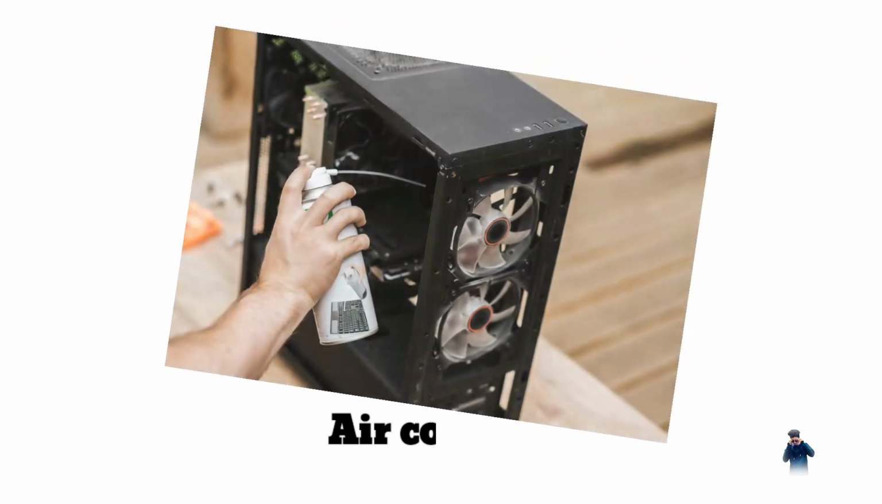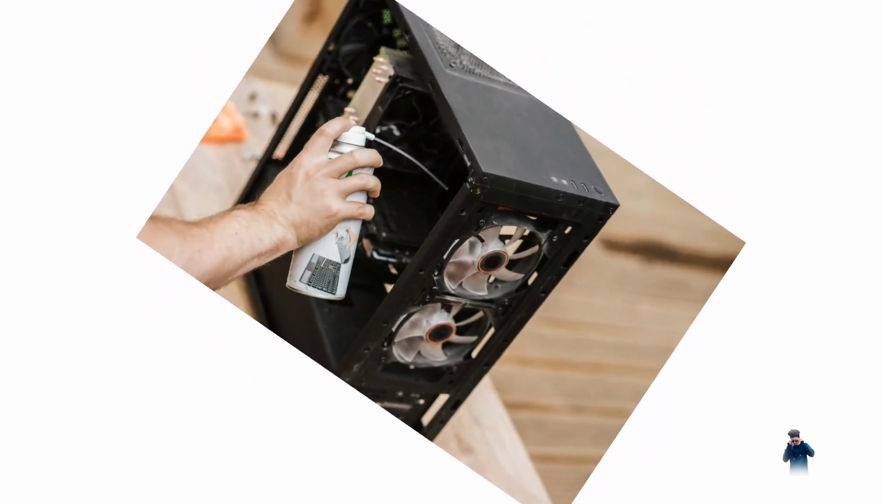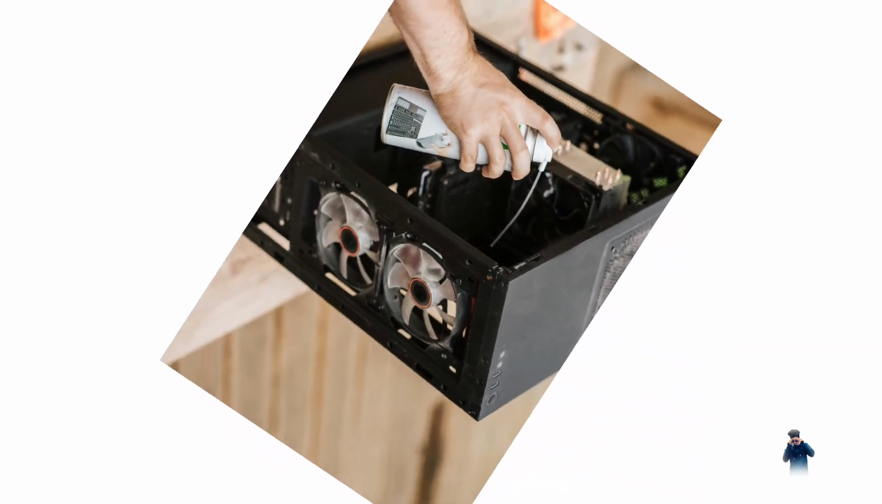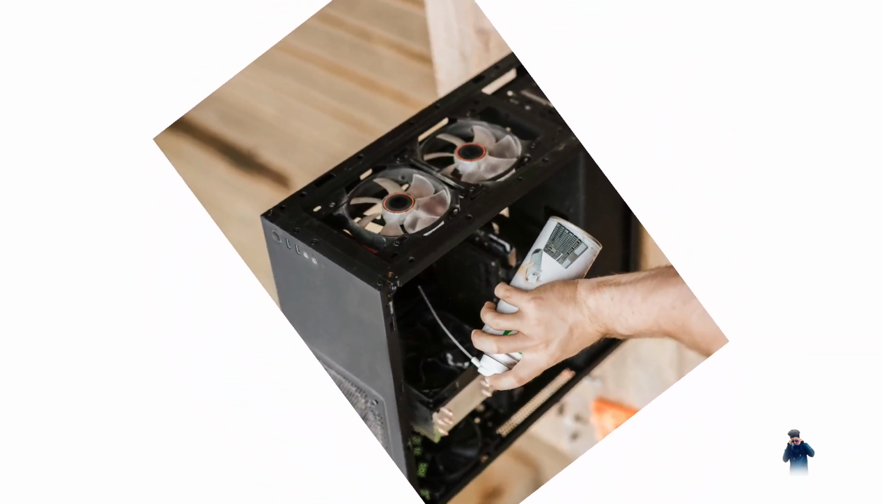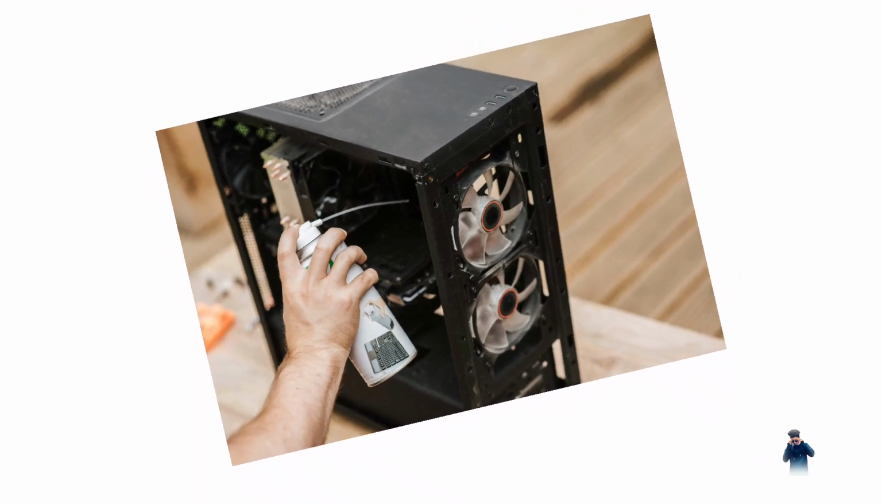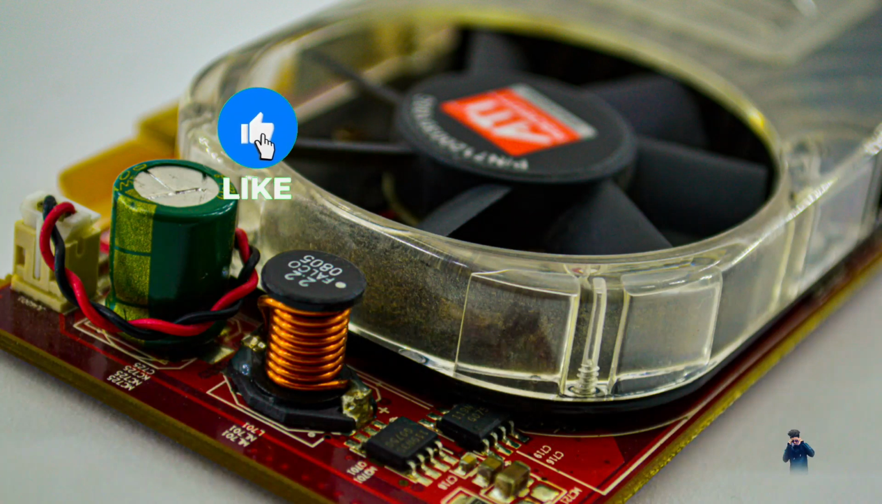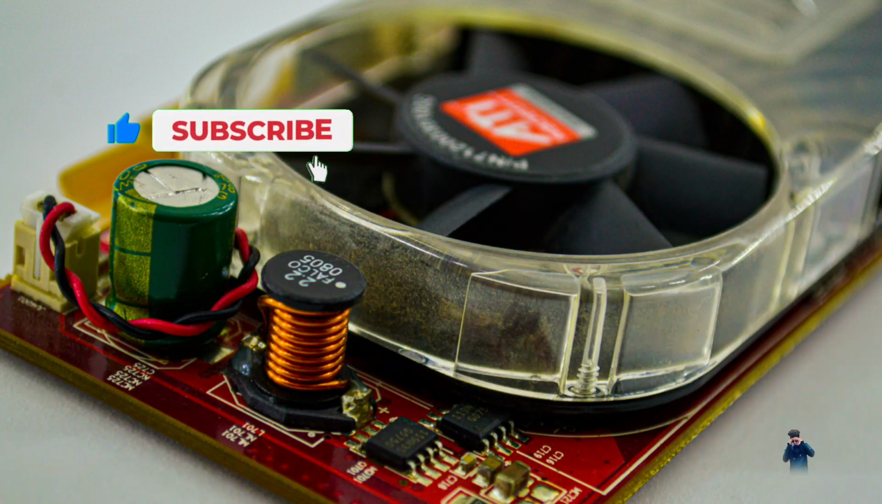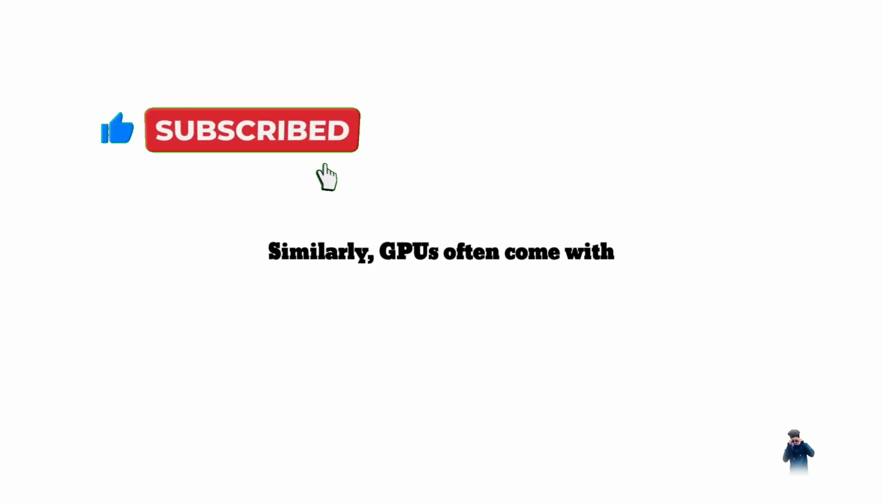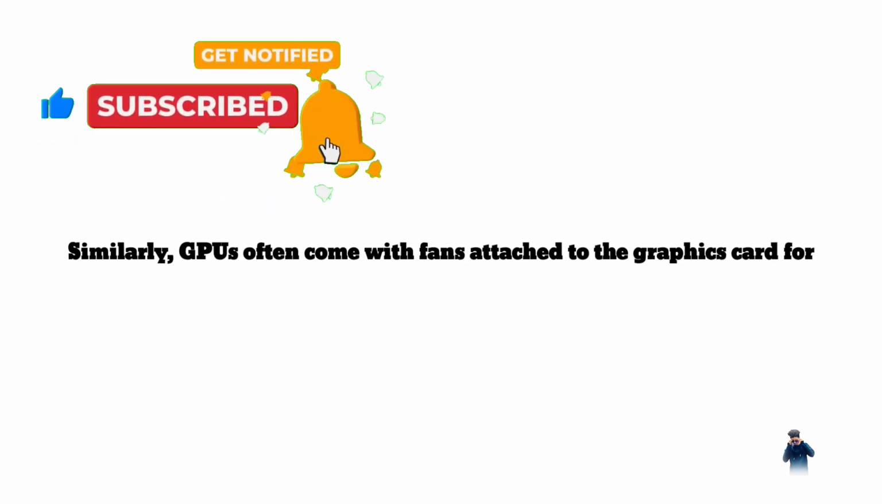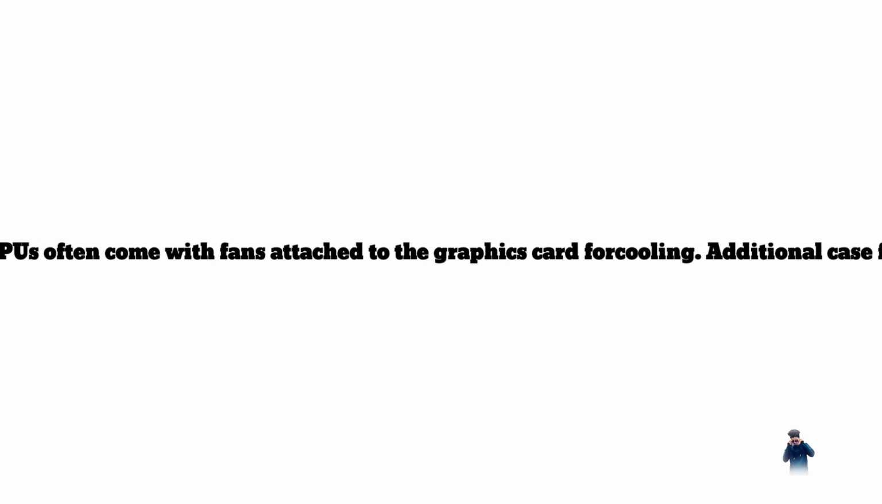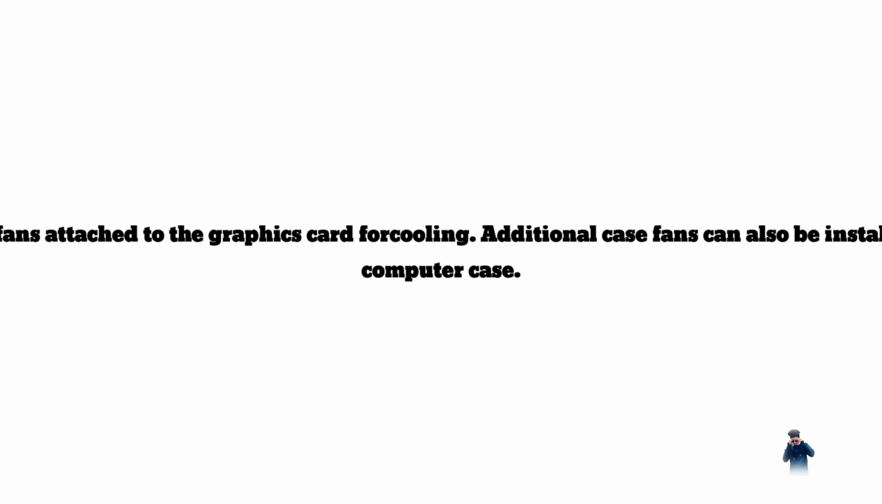Air cooling. Air cooling is the most common and cost-effective cooling solution for computers. It involves using fans and heat sinks to dissipate heat generated by the CPU, GPU, and other components. The CPU typically has a heat sink with fins that help dissipate heat, and a fan blows air over the fins to carry away heat. Similarly, GPUs often come with fans attached to the graphics card for cooling. Additional case fans can also be installed to improve airflow within the computer case.